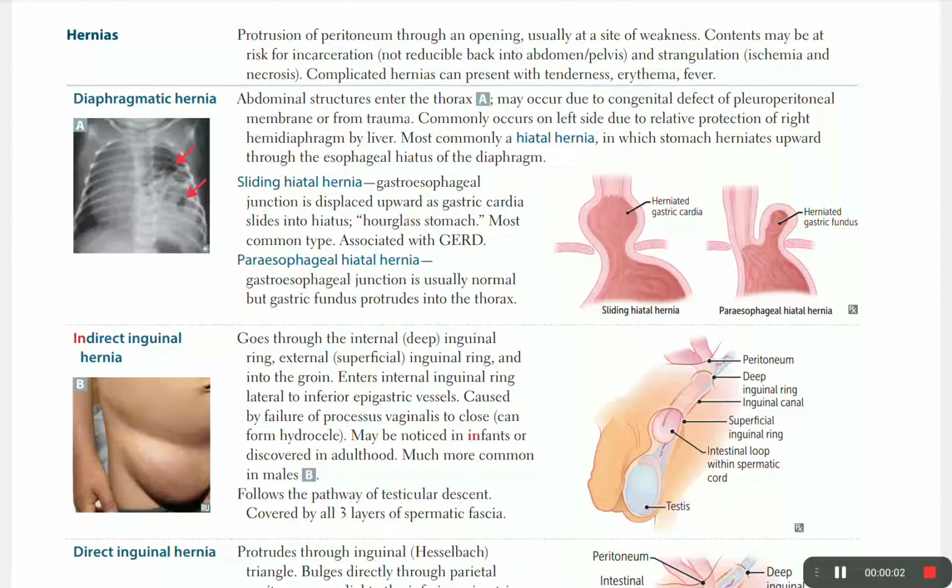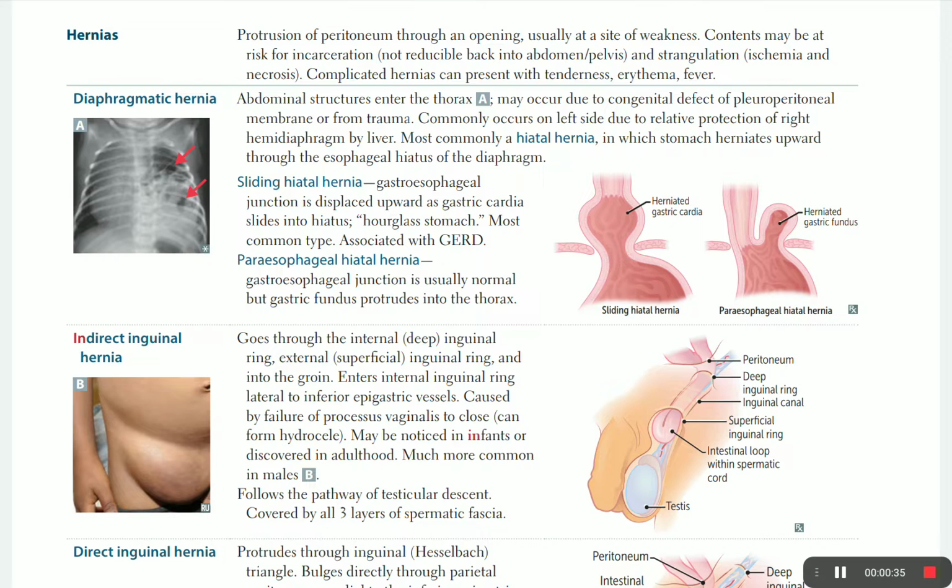So welcome back, guys. Today we're gonna talk about the hernias. First of all, what is the hernia? Hernia is protrusion of peritoneum through an opening, usually at site of weakness. Contents may be at risk of incarceration, not reducible back into abdomen or pelvis, and strangulation may lead to ischemia and necrosis. These two important complications for hernia: strangulation and incarceration.